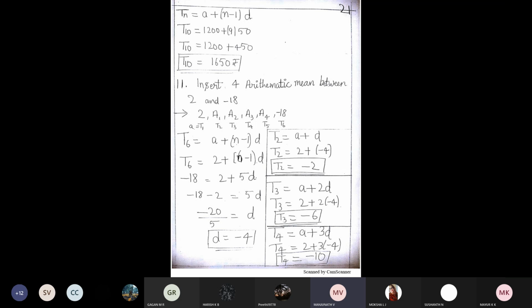Fine. Please copy this problem. Insert 4 arithmetic means between 2 and minus 18. Write down this problem. Insert 4 AMs, arithmetic means, between 2 and minus 18.